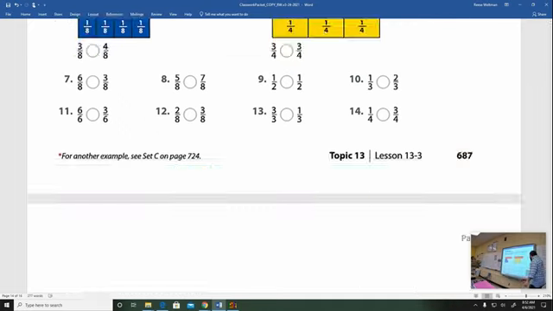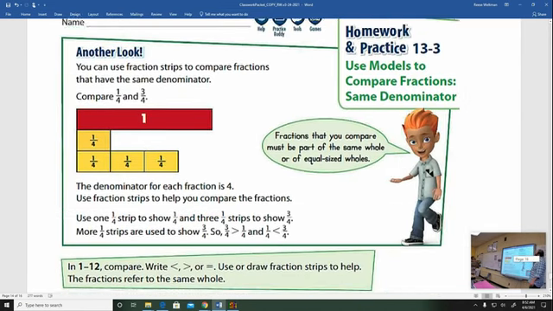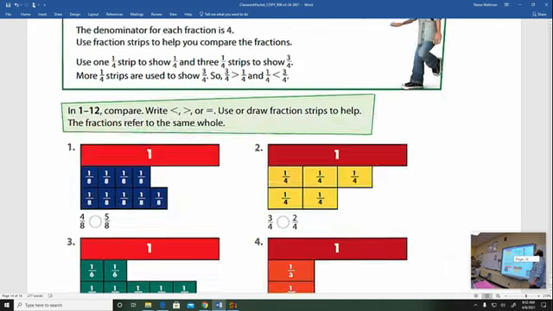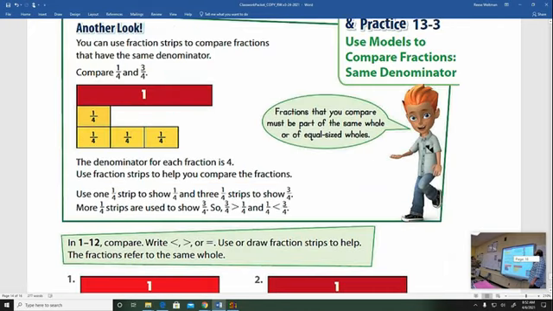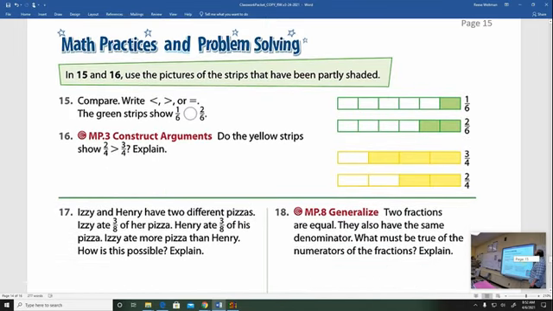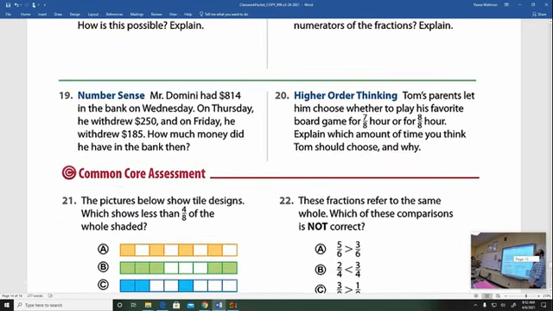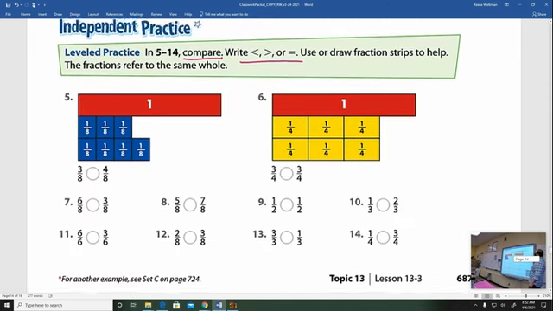So guys, work on the independent practice section right here. I don't think this is going to take you long. Then make sure that you also do this page here, the homework and practice page, 689 on it. And then go back and do this one here. Read these carefully because some of these are word problems. But our goal is to get all these set.